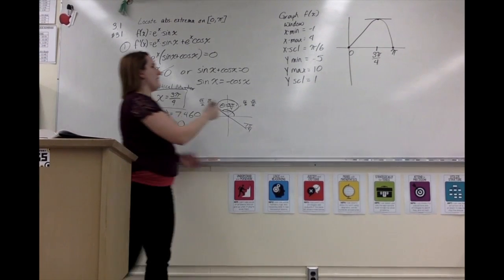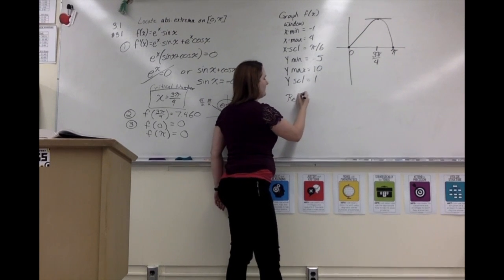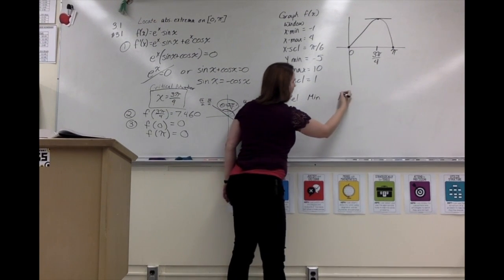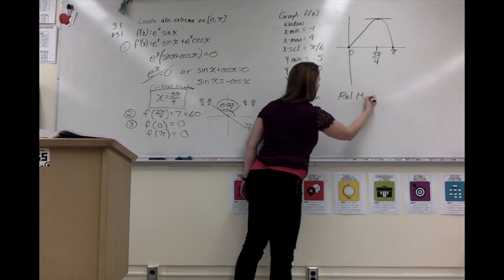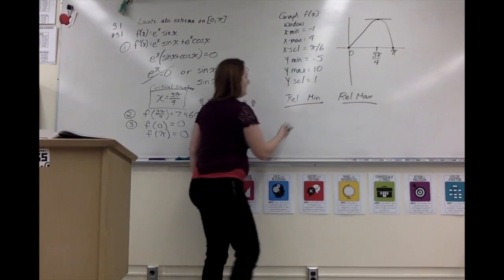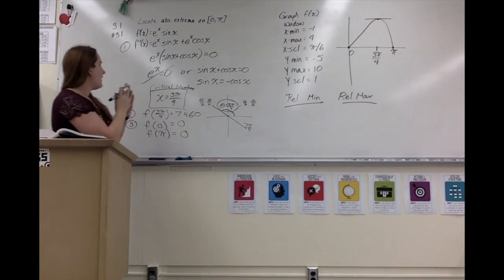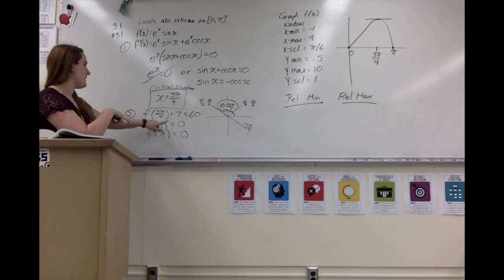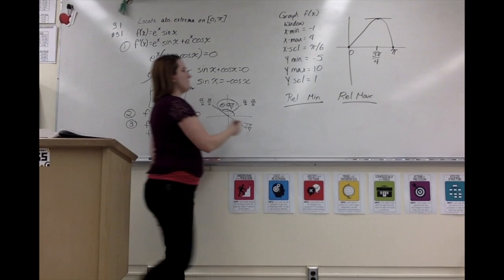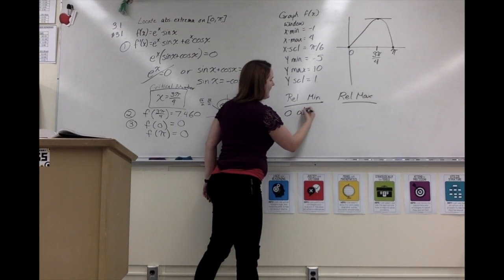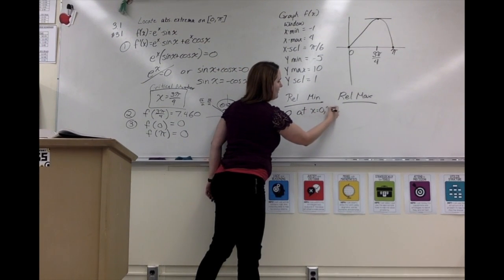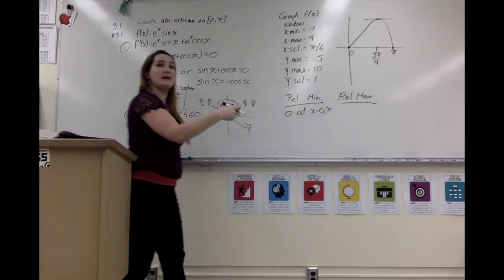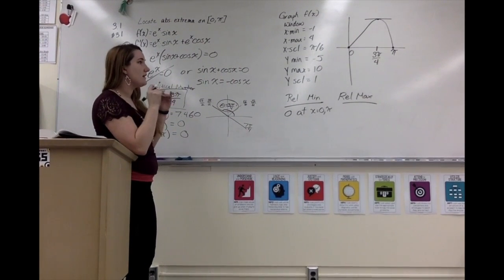Let's list all of our values. So we have relative minima and relative maxima. So all of our minima happen at the bottom points, those endpoints. The y value is 0. And that happens at x equals 0 and x equals pi. So you can kind of list them out together since they are literally the same spot.